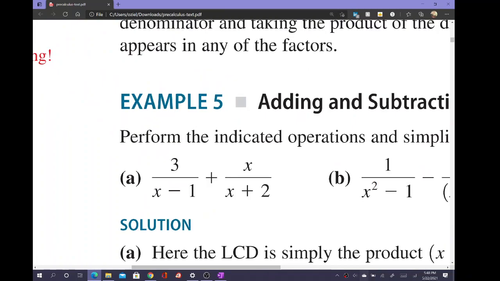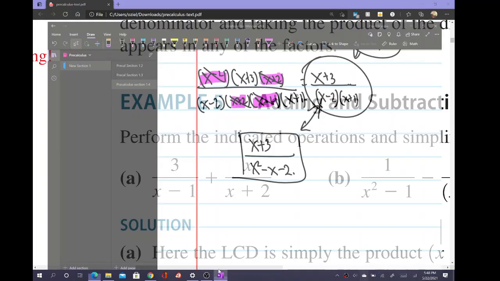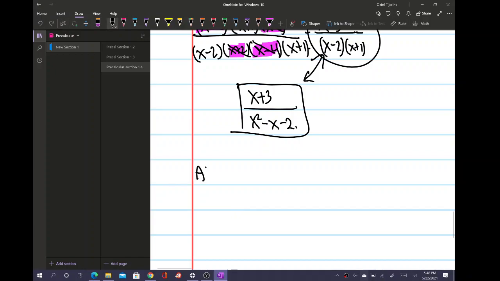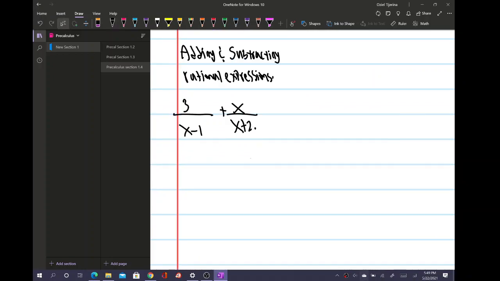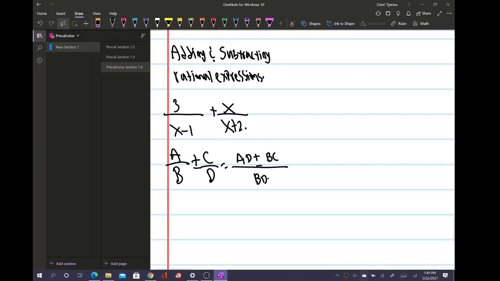So let's look at this first one. 3 over x minus 1 plus x over x plus 2, right? Now, there are two ways to do this. Number one, you can use this rule. Or you can use this rule where you say that this is BD, and this also has a denominator BD, and then you just go ahead and you do this, right?